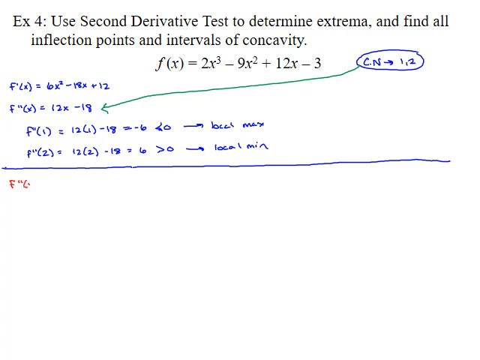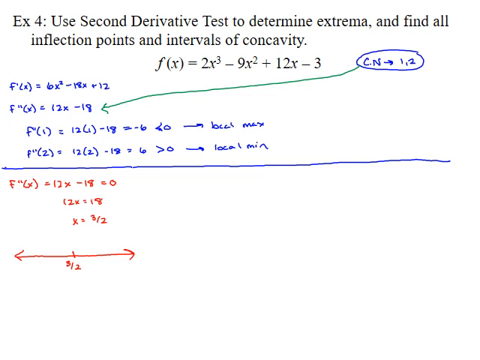So I'm going to rewrite my second derivative, which was 12x minus 18, and set that equal to 0. Add 18 to both sides, so 12x equals 18. Divide both sides by 12, and 18 divided by 12 simplifies into 3/2. That's actually good news, because since you only have one number here, when you draw your number line, that is the only number you have to plot there.